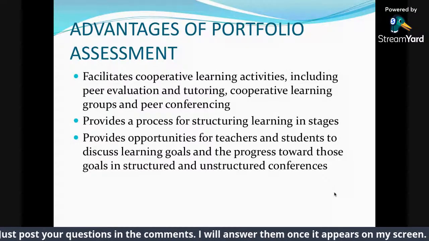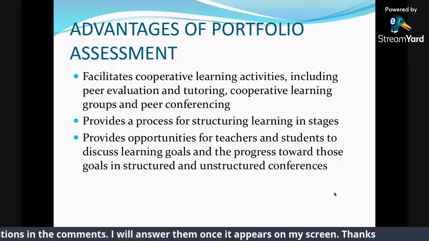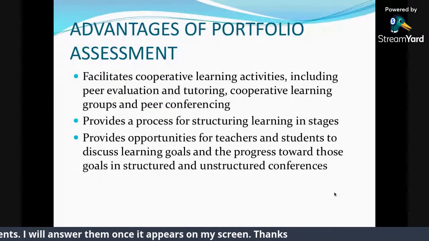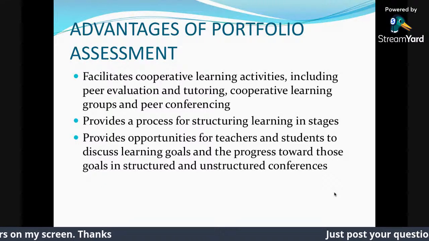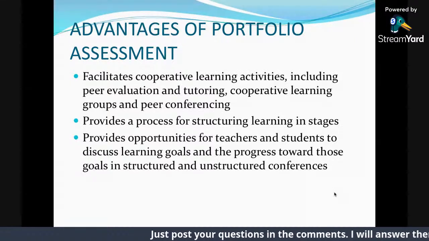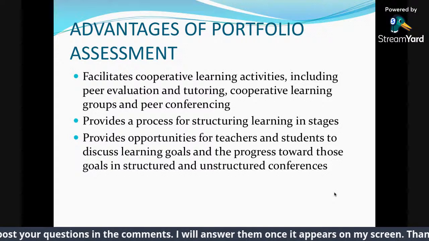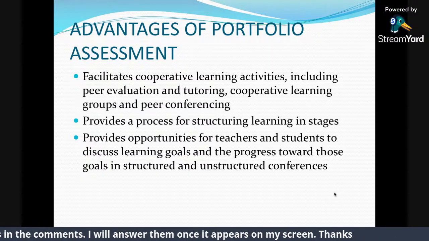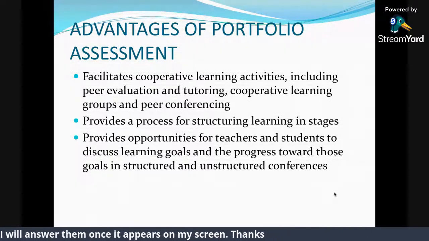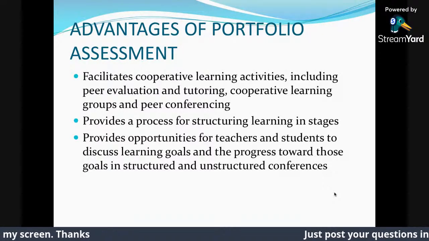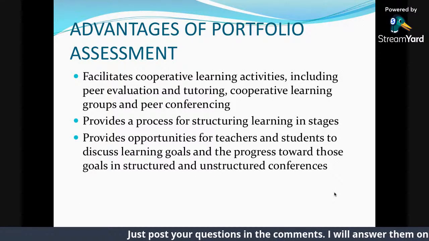Or pwede naman magpatawag yung teacher ninyo ng conference para, halimbawa, during the field study, so before the start of the study, magkakaroon kayo ng conference with the teacher, sasabihin niya yung mga kailangan yung gawin. Then siguro after 2 weeks, magmi-meet kayo ulit para tanungin ng teacher, kumusta yung progress ninyo, ano bang nangyayari na doon, kumusta ba yung portfolio ninyo. So that's the work of the teacher. No? Or pwede kayong pumunta personally to the teacher. Okay, that's structured and unstructured.